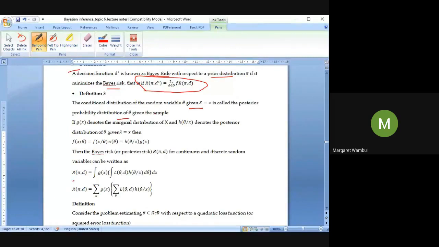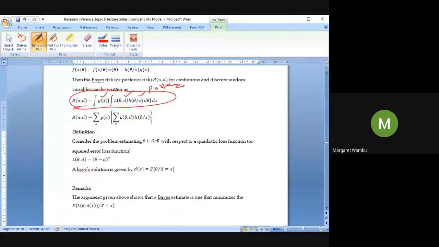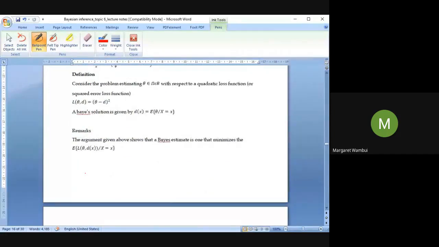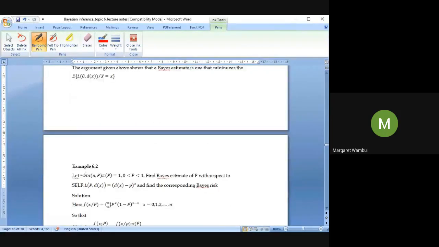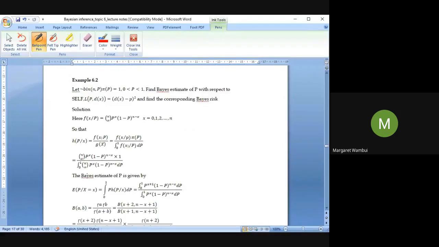And you can therefore bring in the distributions now and still get your risk function, because it will be the integral over the g of x. So your g of x is the marginal distribution of your x. Then this is the risk function, or rather the loss function that you have. Then this is the posterior distribution. So when you combine them, you'll be able to get the risk function in that case. And I think that is enough information on what we are expected to do.